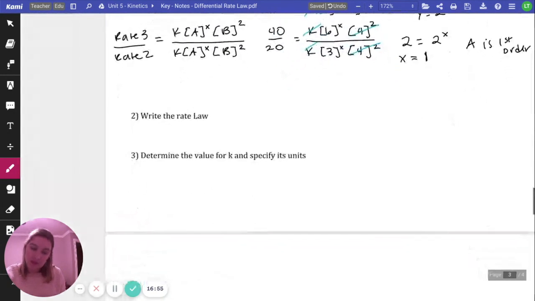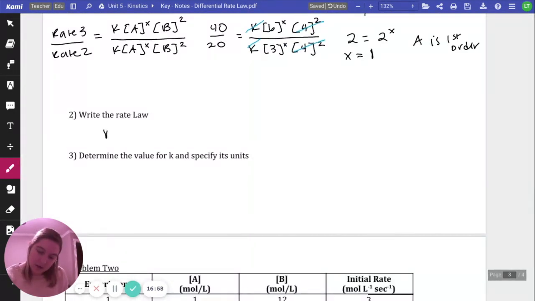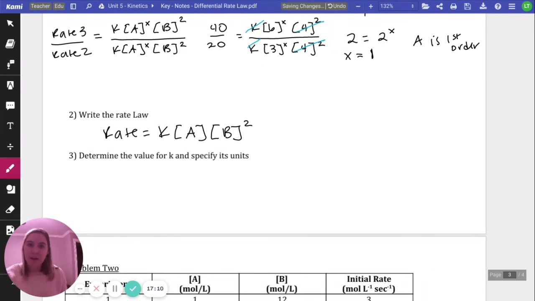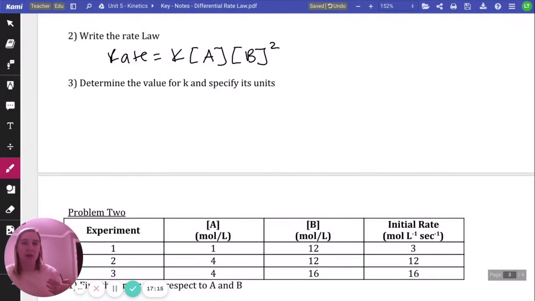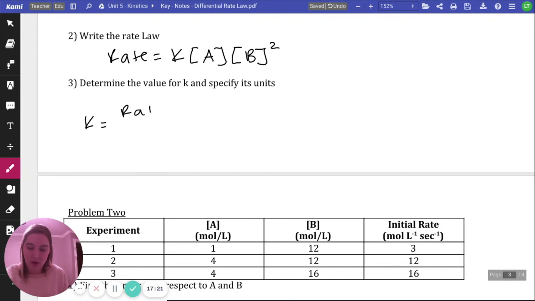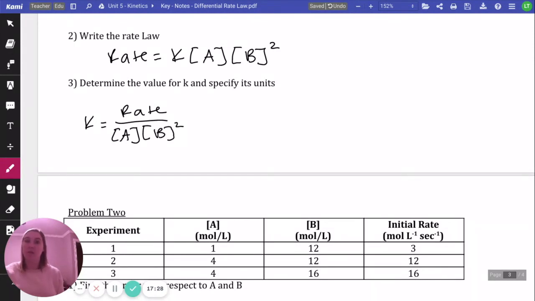All right. And then we're going to write our rate law. So our rate law is equal to rate is equal to our rate constant K times concentration of A to the first power times concentration of B to the second order. All right, and then determine the value for K and specify its unit. So once again, we're just going to plug in data values to figure this out. So K is going to be equal to our rate over the concentration of A times the concentration of B squared. And then we'll just go ahead and plug in values.